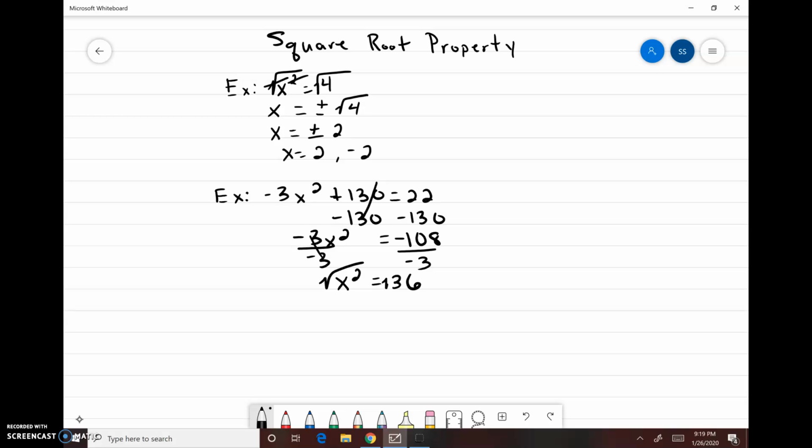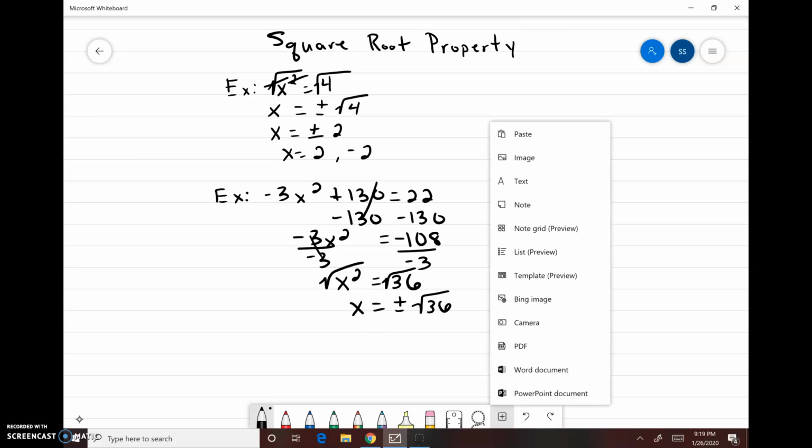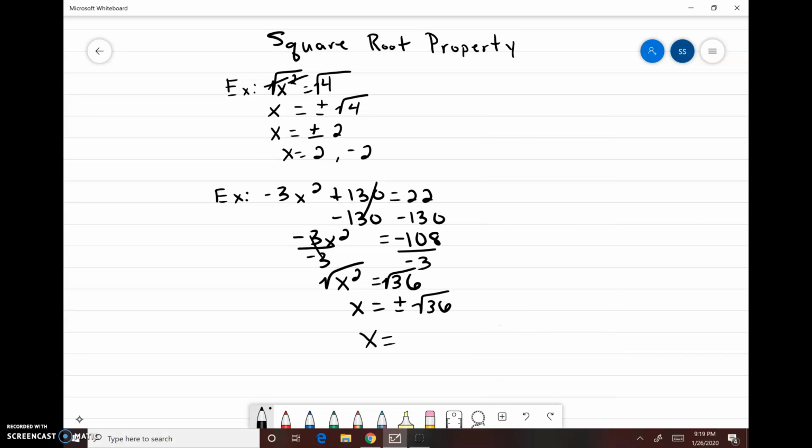Now we're ready to take the square root of each side. That leaves me with just x. Now remember, using the square root property, when we take the square root of the right side, that gives me plus or minus the square root of that 36, which gives us x equals plus or minus 6. And again, remember, that represents our two answers. All right, looking at another one.